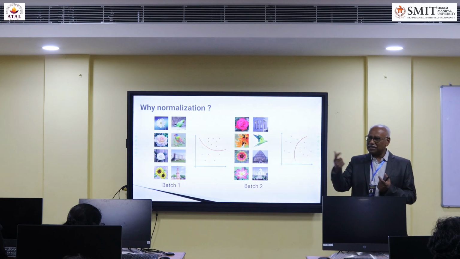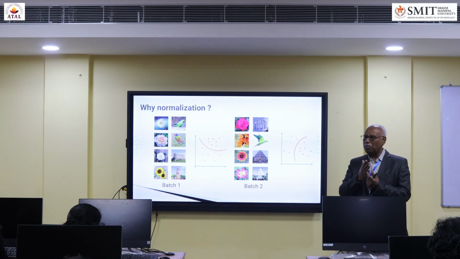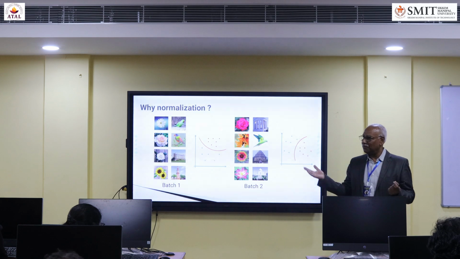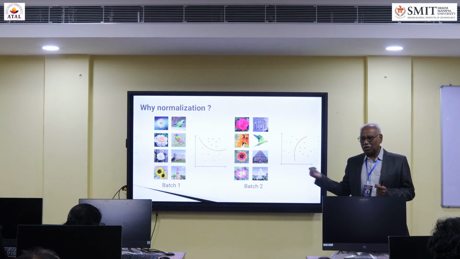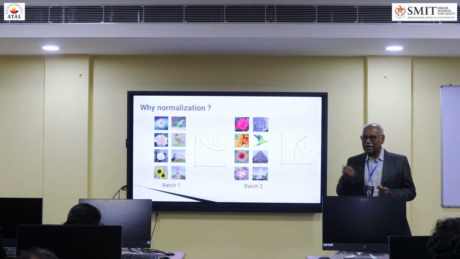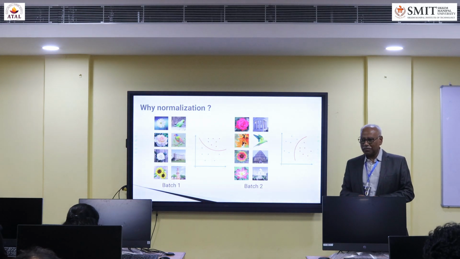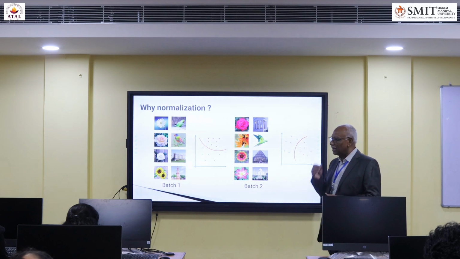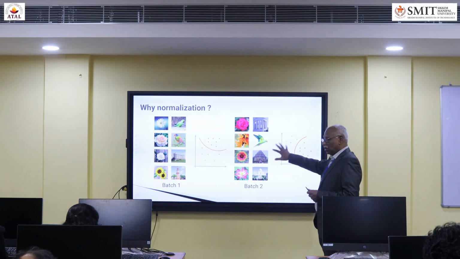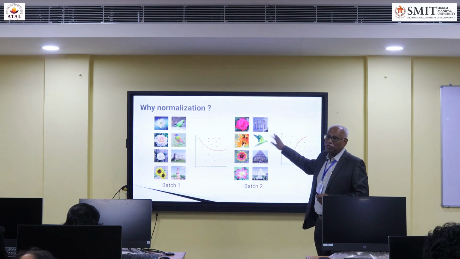So for different batches, you will find that the classifier hops from one boundary to another. Because of this, your training process will never converge. It will be very, very slow. Not only that, ultimately you may not get any output at all. Your classifier may not be well trained at all. So this is what is known as covariate shift.